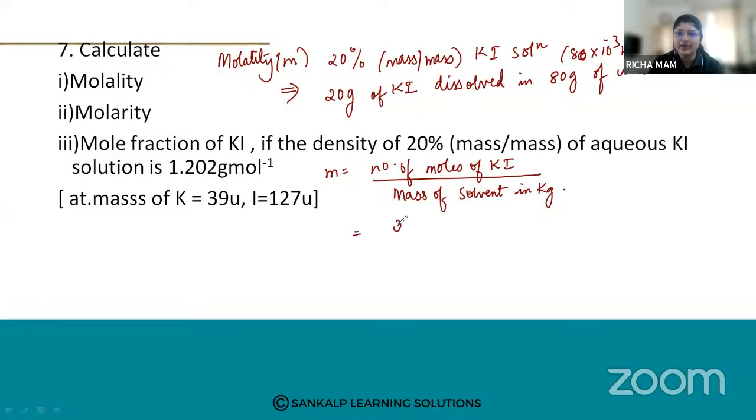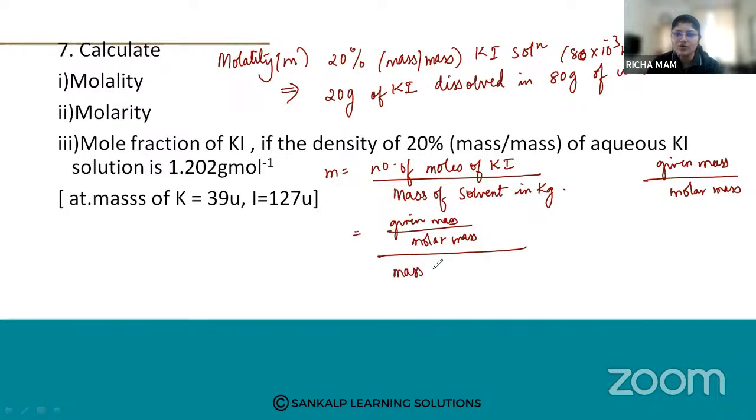Number of moles of KI can be calculated as given mass upon molecular or molar mass, right? So here the number of moles can be calculated as given mass upon molar mass of KI, divided by the mass of solvent in kg.